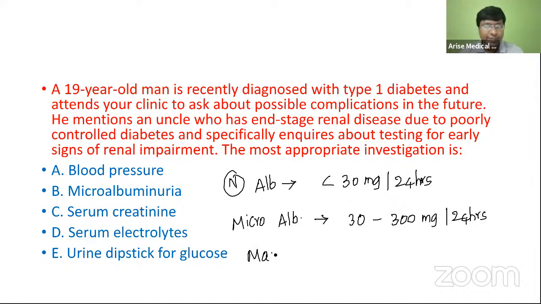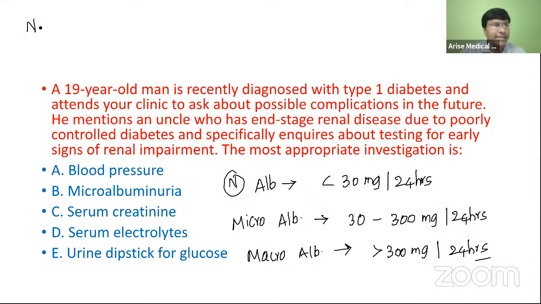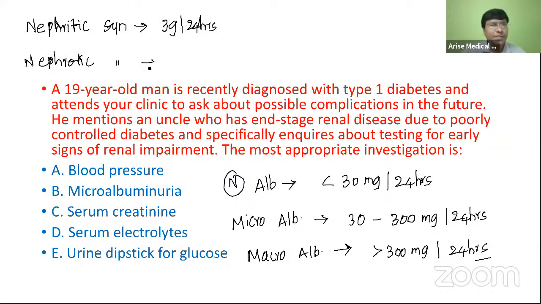And we use the word macroalbuminuria when the albumin levels are more than 300 milligrams per 24 hours. And you take the quantity of proteinuria in nephritic syndrome. In nephritic syndrome, the quantity of proteinuria is around 3 grams per 24 hours. Whereas in nephrotic syndrome, the quantity of proteinuria is more than 3.5 grams per 24 hours. That is what you will see in nephrotic syndrome.